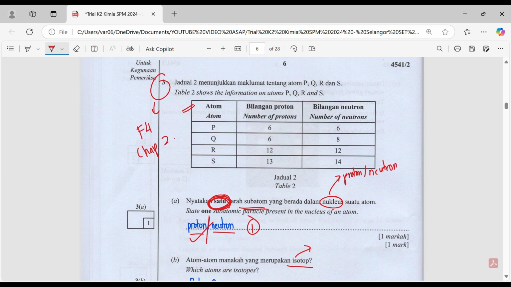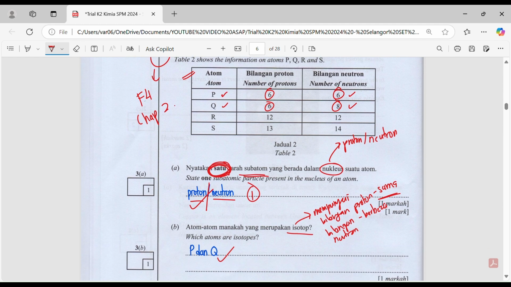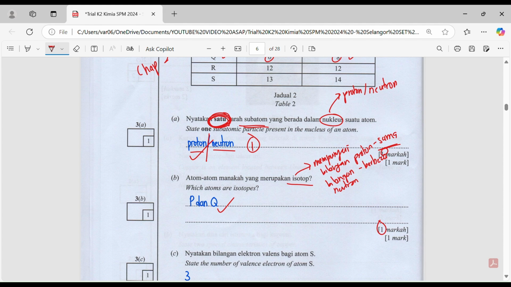So what is isotop? Isotop is basically mempunyai bilangan proton sama, proton is the same, tetapi bilangan neutron berbeza. Alright? Okay. So now let's look back at the table. So P and Q, yes, it does have the same proton number and its neutron number is different lah from each other. So yes, atom P dan Q. Right, easy 1 mark here.